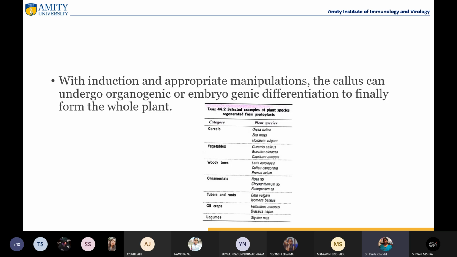The digestion can be carried out by enzymes. Different enzymes are used to digest the cell wall, so that can be used for the isolation of the protoplast. Right? Okay, so this is all for today's lecture.